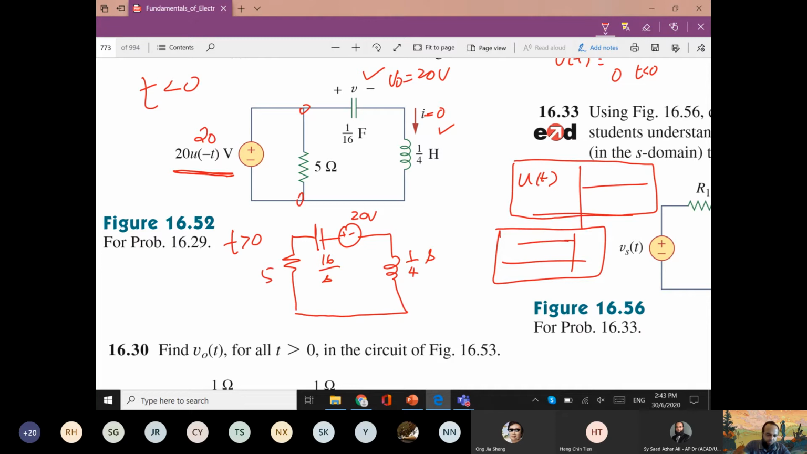So this question introduces, not introduces, you already know that, but this is the first time that you have seen u(-t) in place of a switch. Previously, there was a switch. So it is like having just a 20 volt source and a switch that opens at t equal to 0. Do you understand?